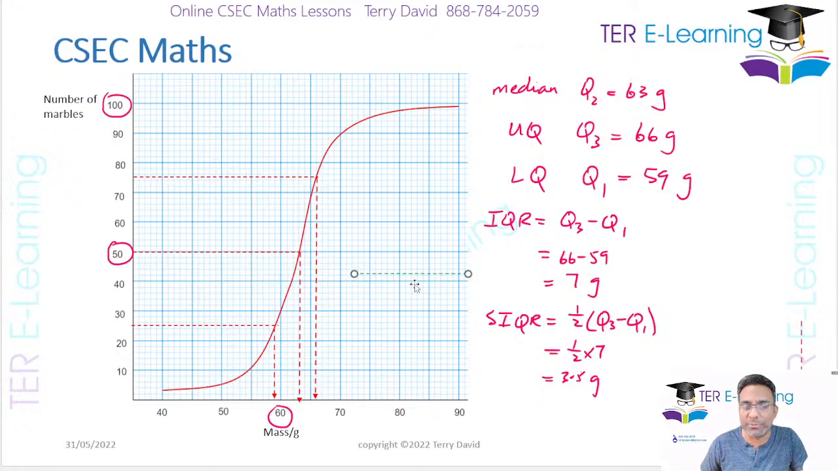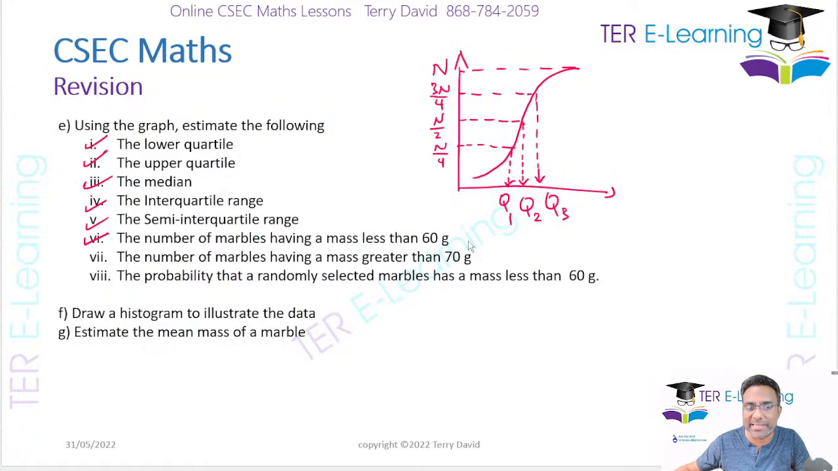So here's what you're going to do. You're going to read off at 60, wherever 60 is here, and go to the graph. If you look carefully, you realize that 60 is corresponding to, therefore, I'm getting 30. So there are 30 marbles that have a mass less than 60 grams. So the answer for this here is 30 marbles.